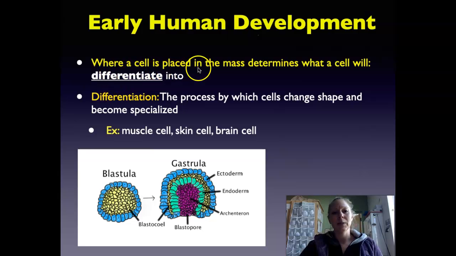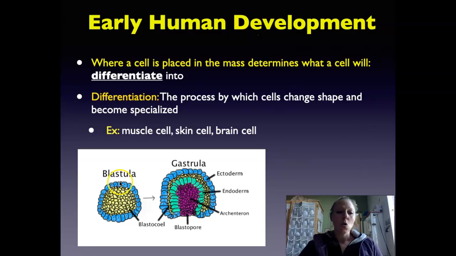So where a cell is placed in this mass, so right here, it's going to determine what cell it will differentiate into. So the DNA in your nose is the same DNA in your muscle cells, is the same DNA in your brain. But some genes turn on and some genes turn off. And this is a muscle cell gene will turn on and it becomes a muscle. And this is a brain cell gene will turn on and it becomes a brain cell. And so what type of cell it's going to differentiate into, so differentiation is the process by which cells change shape and become specialized. So specialized, like it becomes a muscle cell, or it becomes a skin cell, or a brain cell. So it starts out as this like blank cell, and it specializes into something specific.